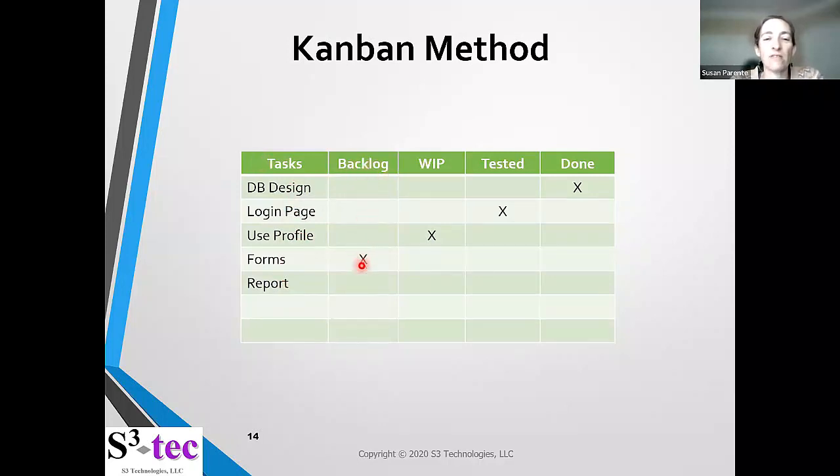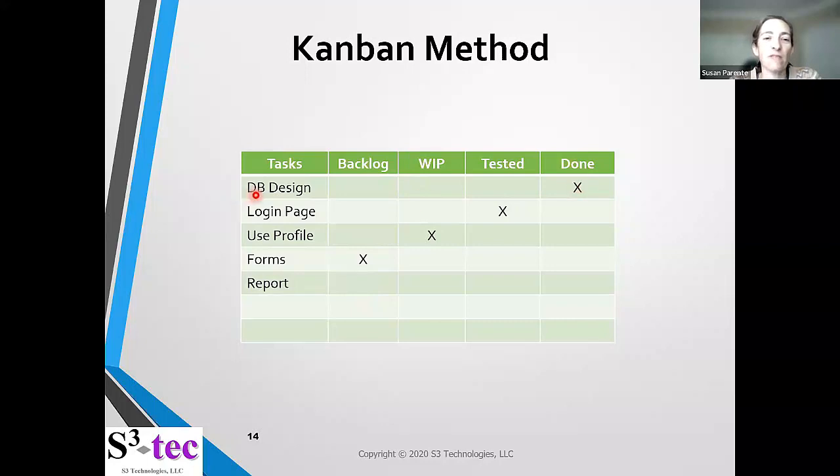The X's show what's in the backlog. So in this case, forms is in the backlog. Report should also be marked as in the backlog, because basically anything's in the backlog if it's not in progress, testing or validating or done.